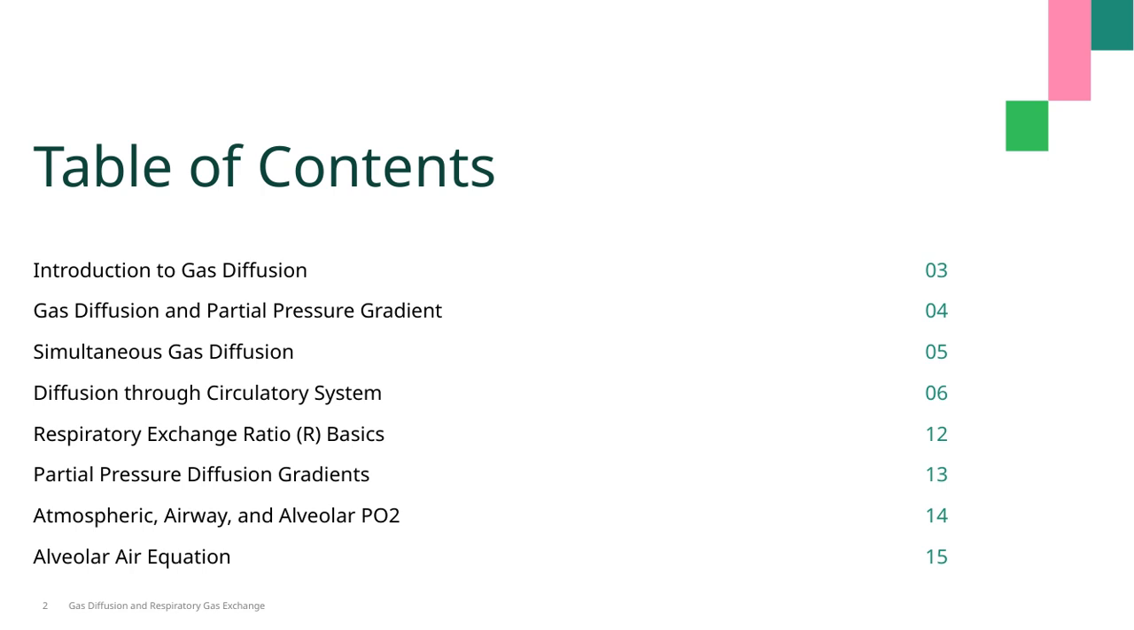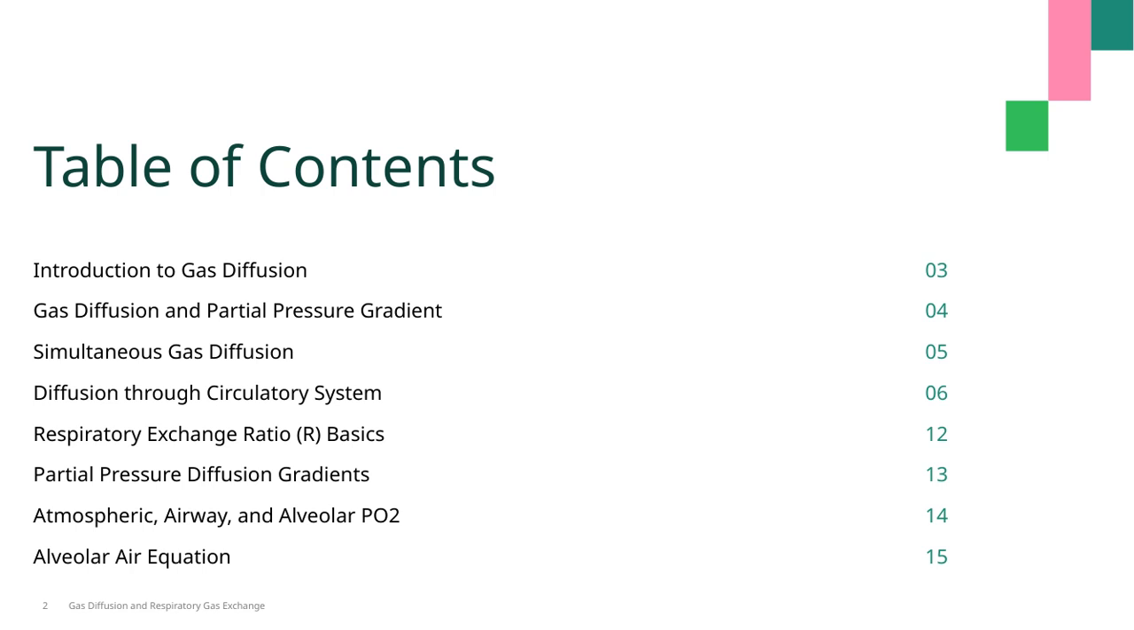Additionally, the diffusion process isn't limited to the alveoli. It also occurs through the circulatory system, where gases are transported via blood to reach and leave tissues. This highlights the importance of both diffusion and circulation working together seamlessly. Understanding the respiratory exchange ratio, or R, is also vital. It tells us the ratio of carbon dioxide produced to oxygen consumed, giving insight into metabolic processes and energy expenditure.